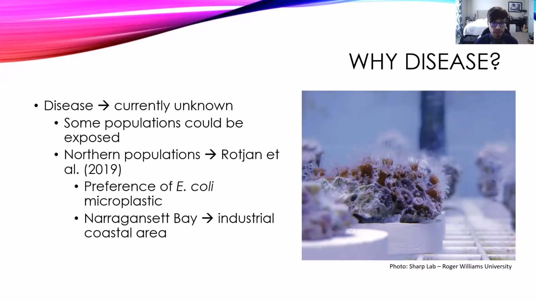But in addition to this, a recent study done by Rotjan et al. in 2019 showed that microplastics could introduce disease in these northern populations of Astrangia. This study reported the favorability of microplastics compared to typical organic matter that it would consume, and even more disturbingly, this species preferred microplastics that were covered in E. coli compared to quote-unquote clean plastics. Many studies have identified microplastics to have films of bacteria and other microbes, which could be harmful to Astrangia.